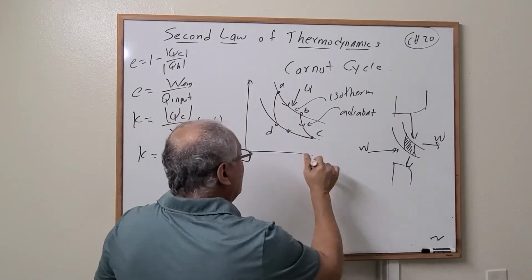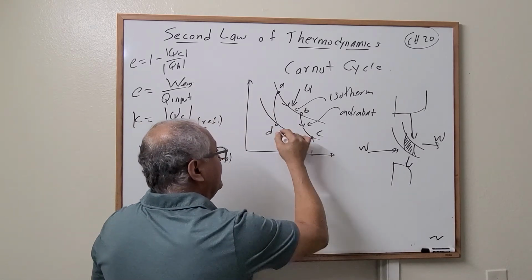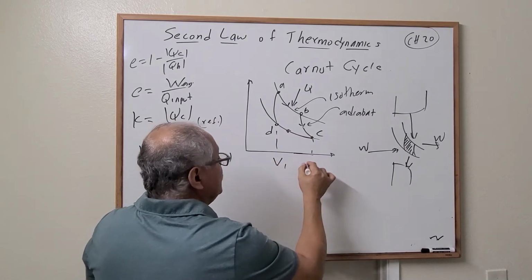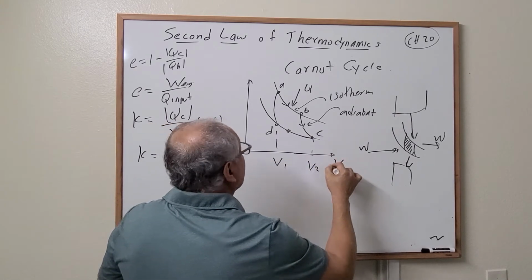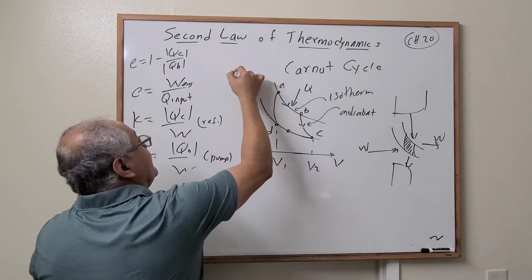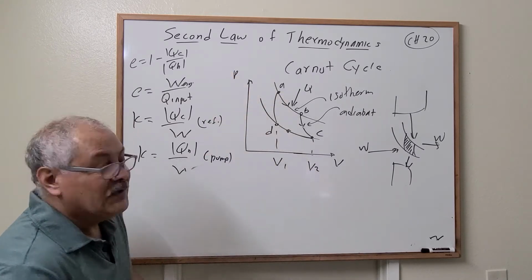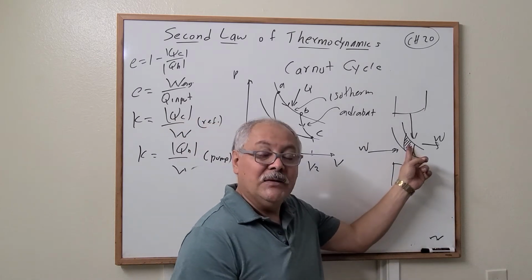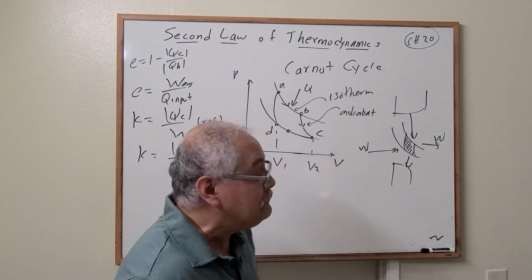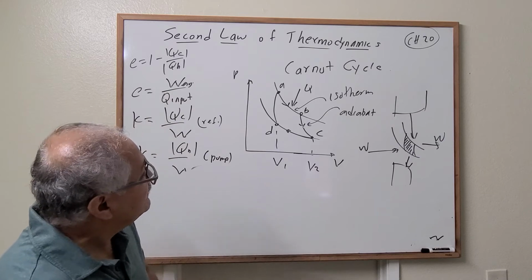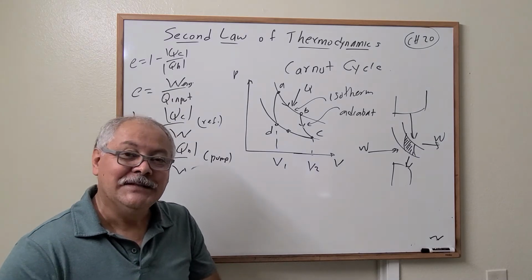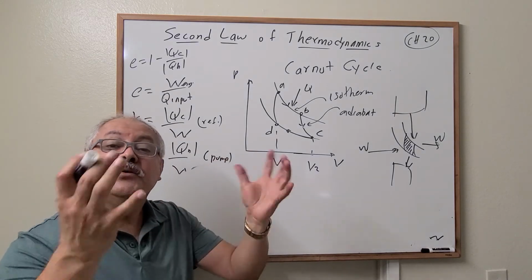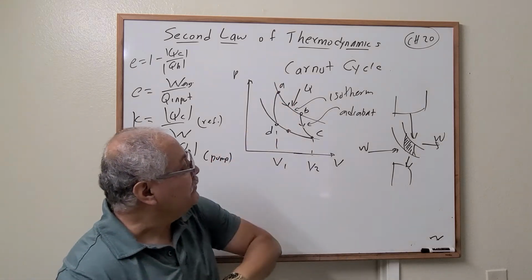Of course, we have volumes right here. Remember, this is a PV diagram. This is V initial, V final, correct? And this is what? Pressure, right? Correct. Okay, let's do it. Again, let's find the net work done by this heat engine. This is an ideal one, okay? The Carnot cycle. Let's do it.